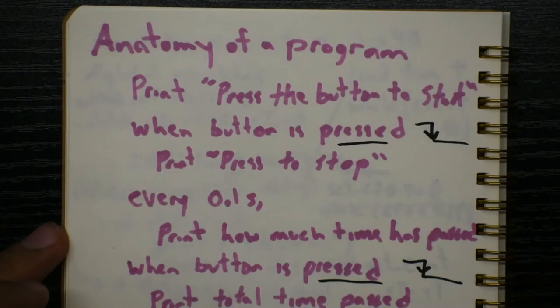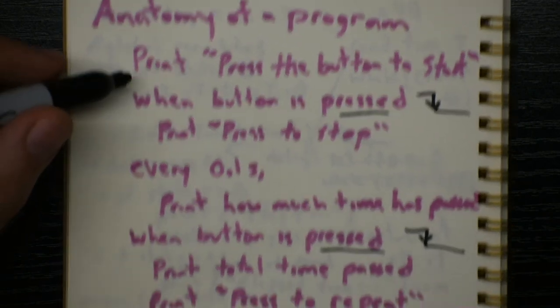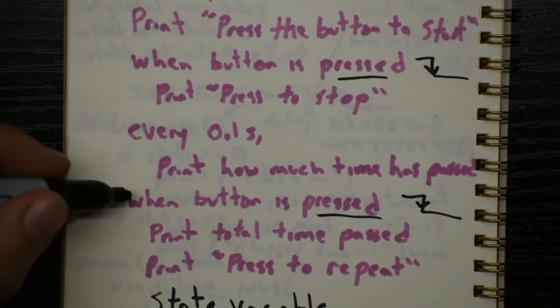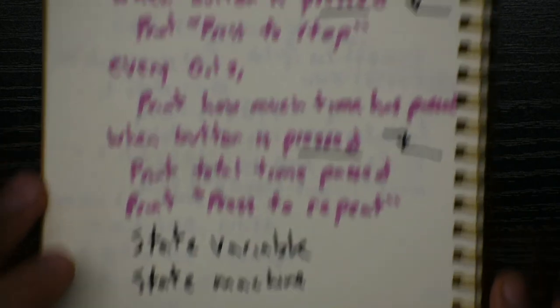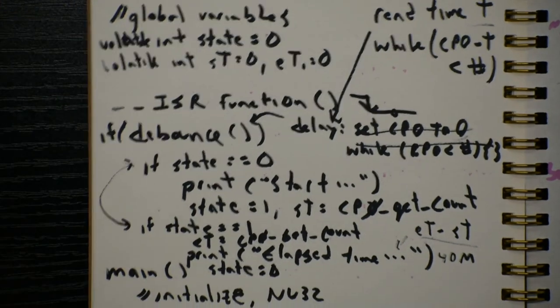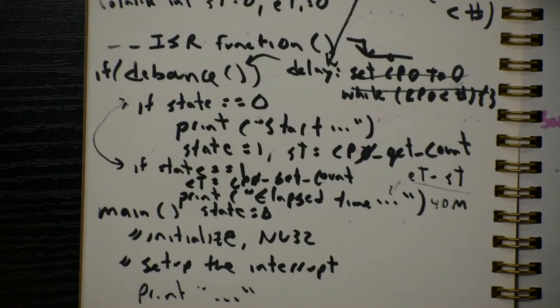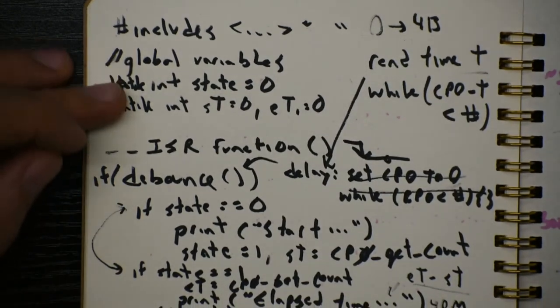All right, so hopefully this is helpful. You always want to take the problem statement that you've been given for your assignment and think about what is the best technique for turning this into code. Start writing up some chicken scratch of pseudocode to figure out what happens inside of the infinite while loop inside of main, what happens inside of the ISR, and what kind of global variables you're going to need.